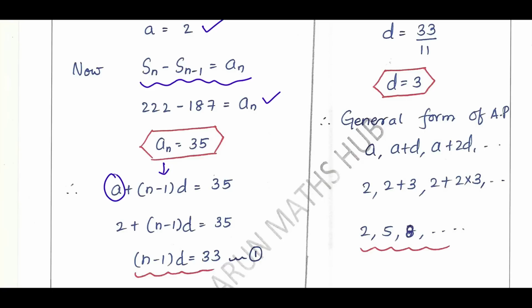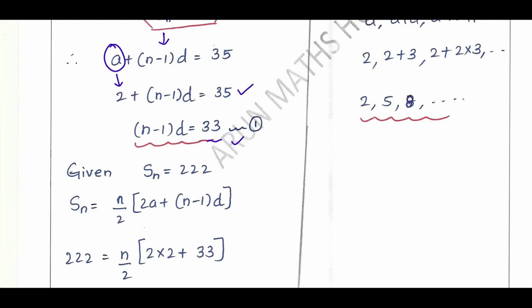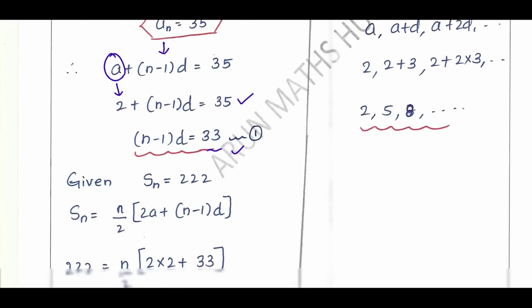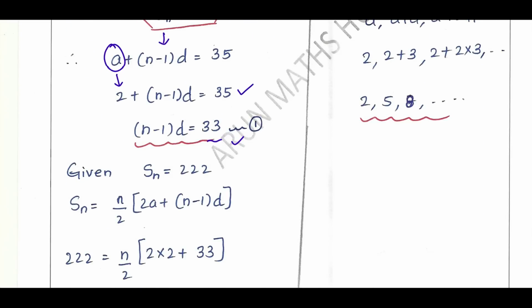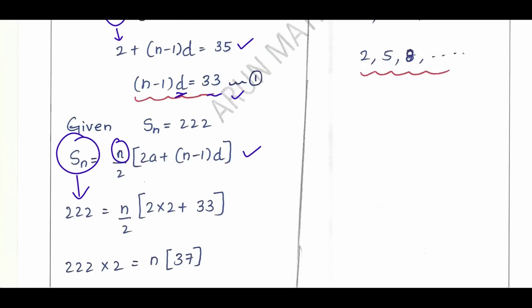Now what is the value of a? The first term is 2. Substitute it. What you get is 2 plus n minus 1 into d equals 35. Now n minus 1 into d is 33. Don't simplify it, keep it as it is. Given Sn equals what? 222. Using the formula Sn equals n by 2 into 2a plus n minus 1 into d, substitute the value of Sn, that is 222. We should find the value of n to find the value of d.